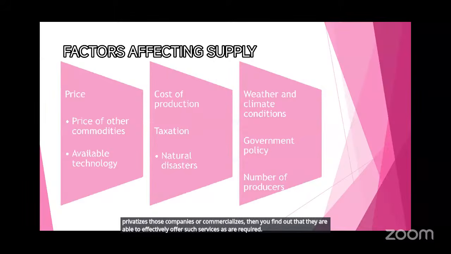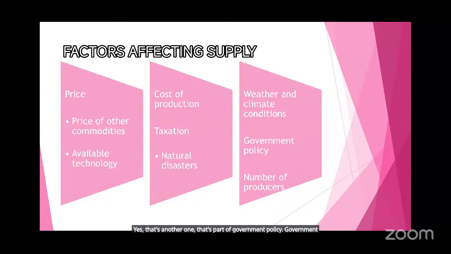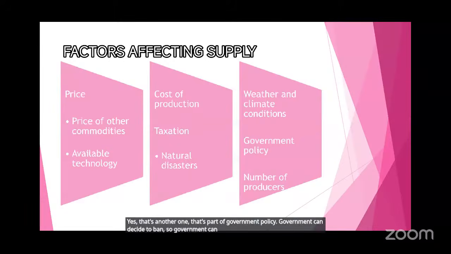Yes, I can see the answers coming in. Thank you very much. Quota system. Yes, that's another one. That's part of government policy. Government can decide to ban, so government can decide to regulate some production of some products for one reason or the other.